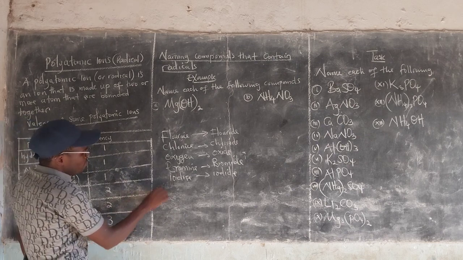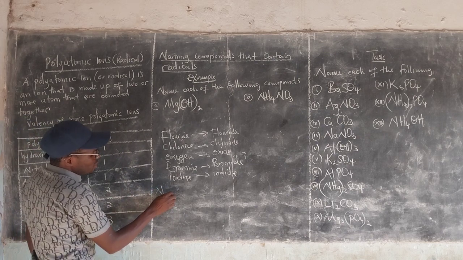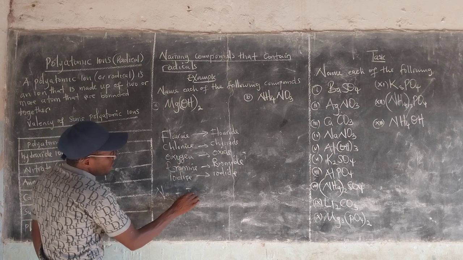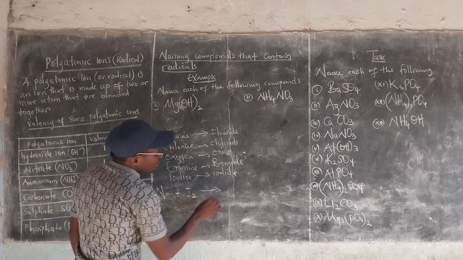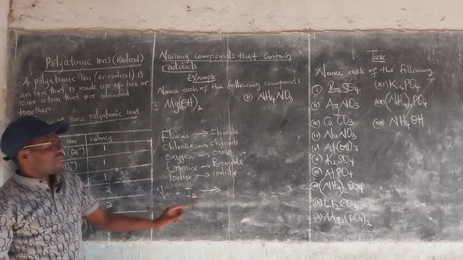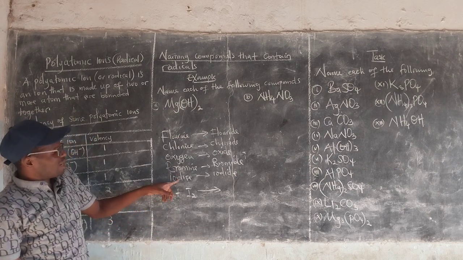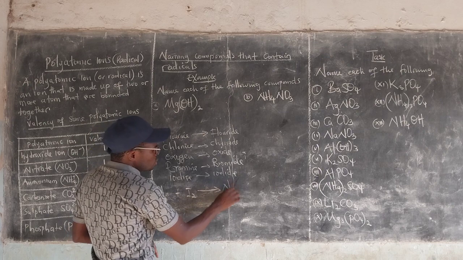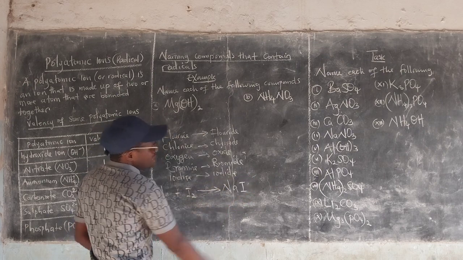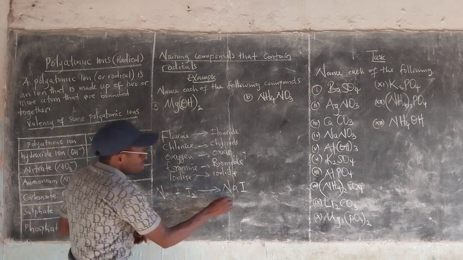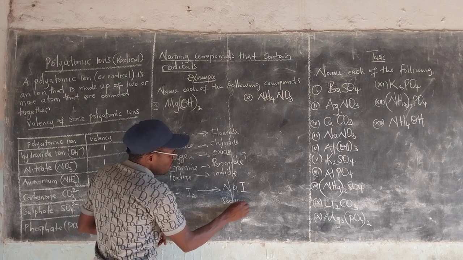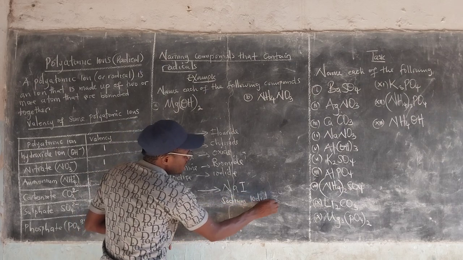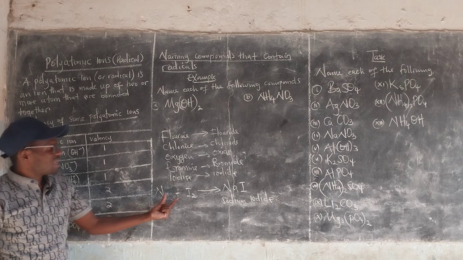So if at all we have got sodium reacting with the iodine, what will be the name of the compound? You cannot say it's sodium iodine. No. Iodine will form what? Iodide. So it means that the name will be what? Sodium what? Iodide. This is sodium iodide.